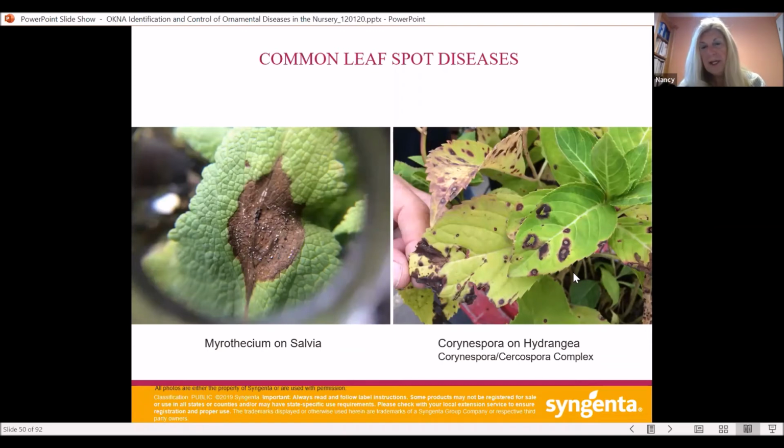Again, hydrangea can get both Cercospora and Corynespora on their leaves. They have kind of a complex. Luckily, the fungicides that are available do control both, so that's helpful. But again, you see these very dark red spots.